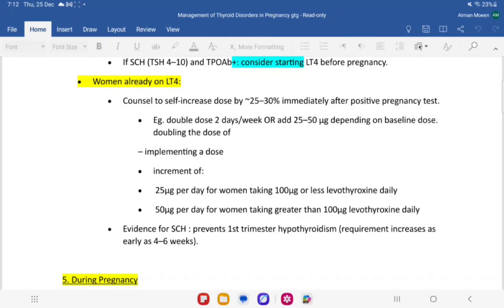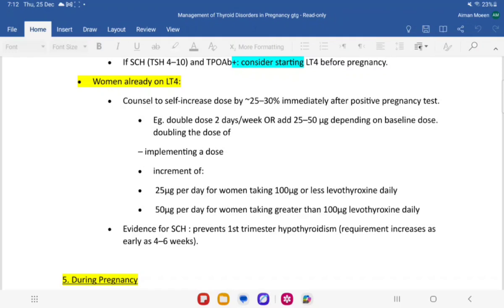Let's suppose she is taking 50 microgram, then on Saturday and Sunday you can give her 100 microgram. Or if she's taking 25, then on 2 days per week you can double the dose, depending upon the baseline. But you can also increase the dose in this form: 25 microgram per day for women taking 100 or less levothyroxine, or add 50 microgram per day for women taking greater than 100 microgram levothyroxine.